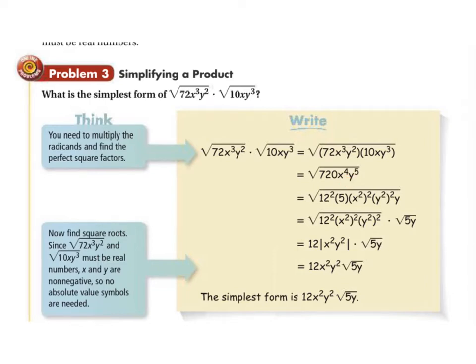So we have to start looking for our perfect squares inside of there. And 720 must be 144 times the 5. And obviously the x to the 4th is x squared, right? And y to the 5th is our y squared, and one more y along the way.